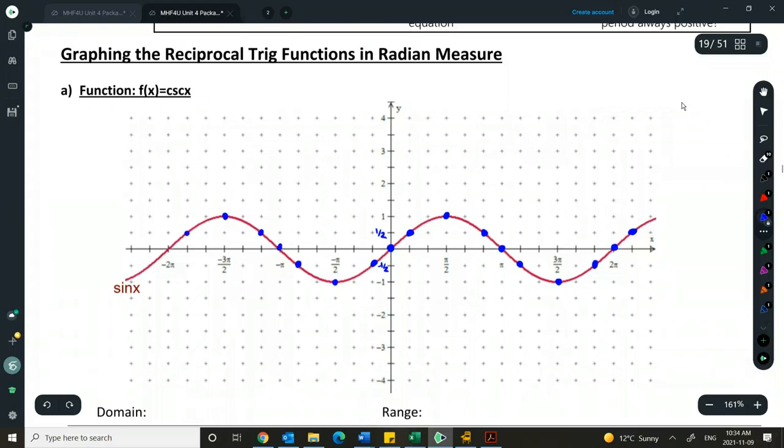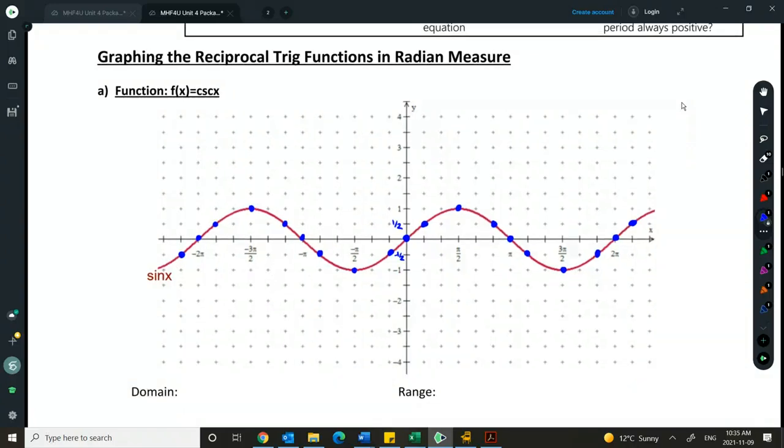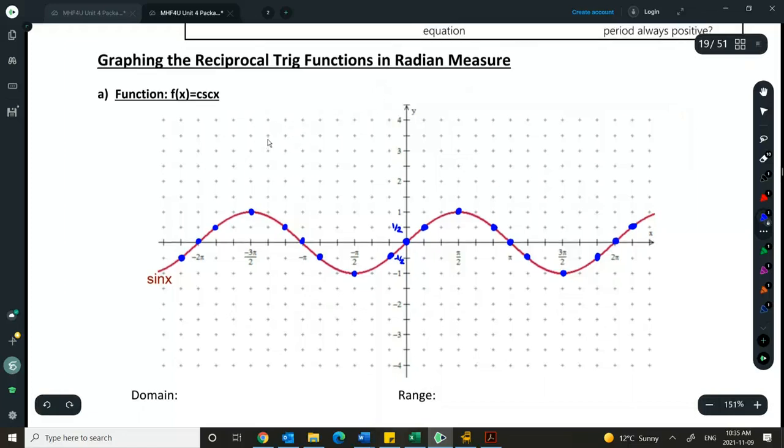So zeros, halves, negative halves, and ones and negative ones. That's all the points that I'm marking off here. So when I go to graph the reciprocal functions, here are the rules for graphing all the reciprocal functions.